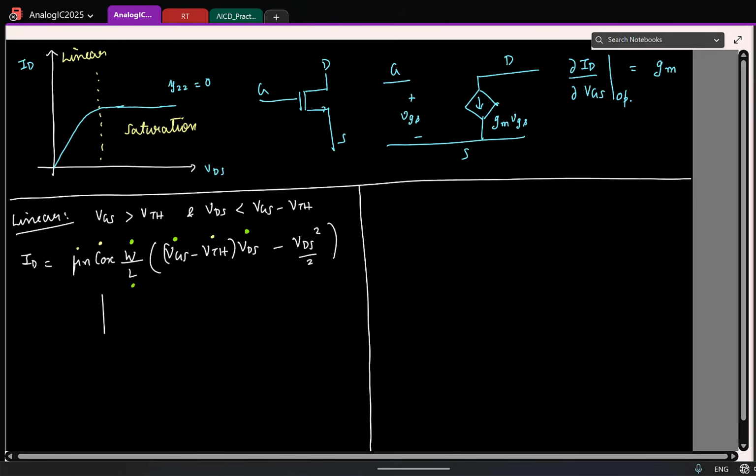Now it turns out, again you might have seen this already, if I am looking at a really small VDS, that is if VDS is much smaller than VGS minus VTH, I have two terms here. Which term will dominate if VDS is very small? First term will dominate. VDS is really small, so VDS square is going to be much smaller. So then ID is mu n Cox W by L times VGS minus VTH times VDS.